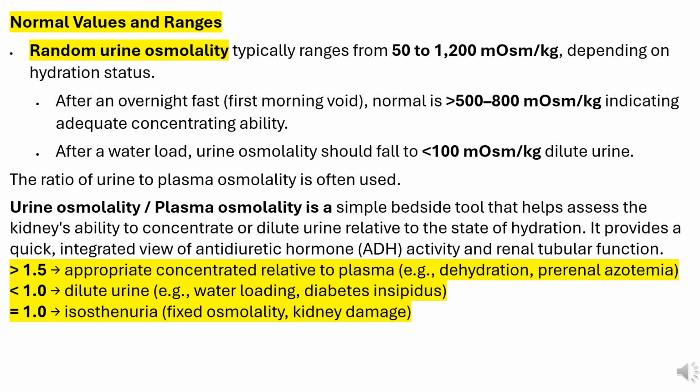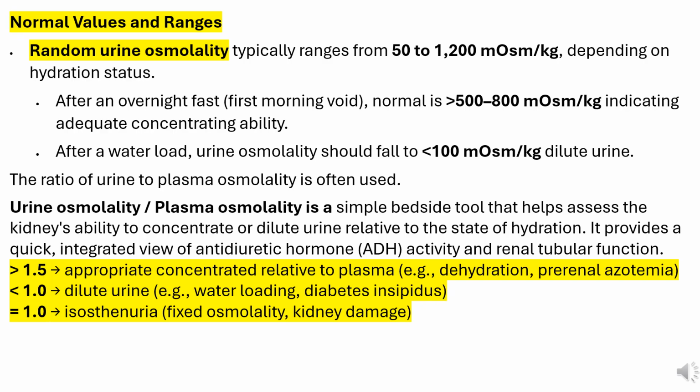Normal values and ranges. Random urine osmolality typically ranges from 50 to 1,200 mosm/kg, depending on hydration status. After an overnight fast, on a first morning void, normal is 500 to 800 mosm/kg, indicating adequate concentrating ability. After a water load, urine osmolality should fall to less than 100 mosm/kg, dilute urine.